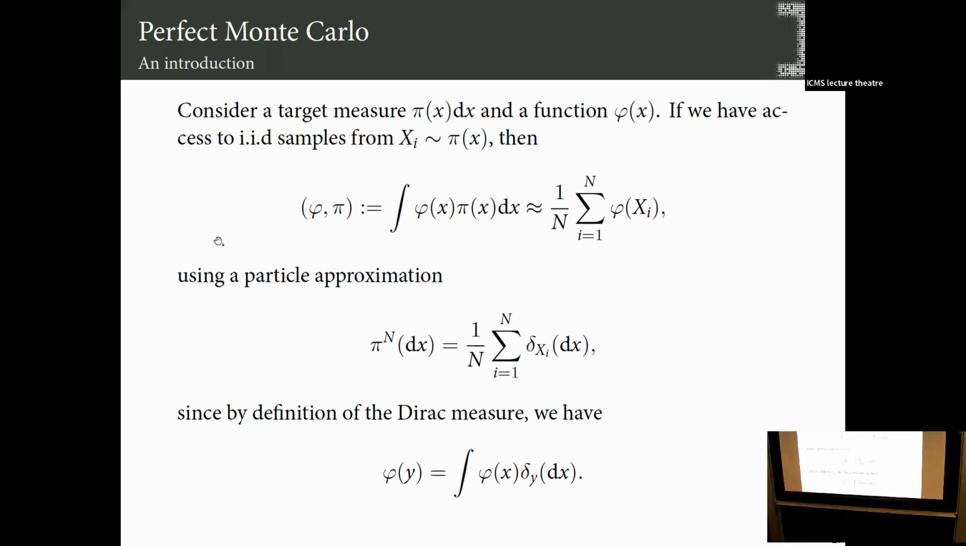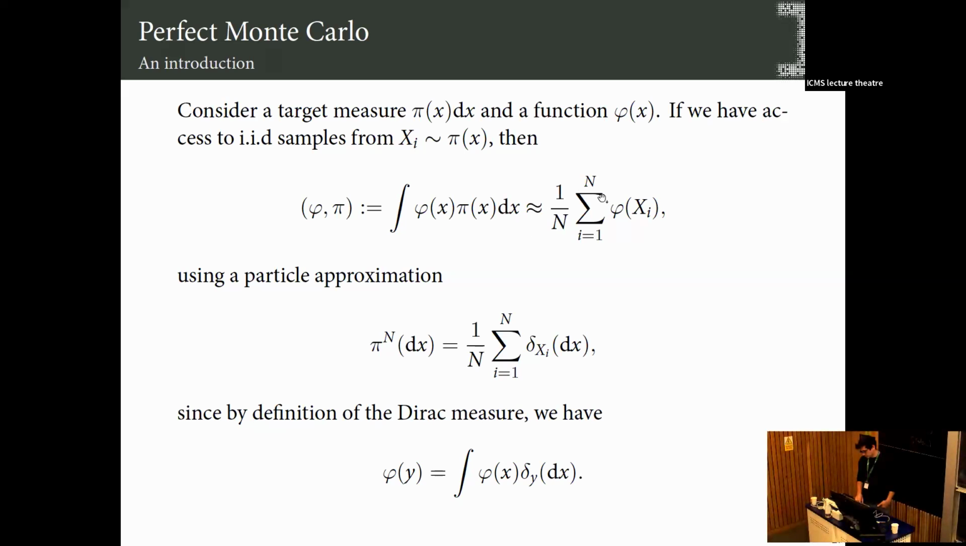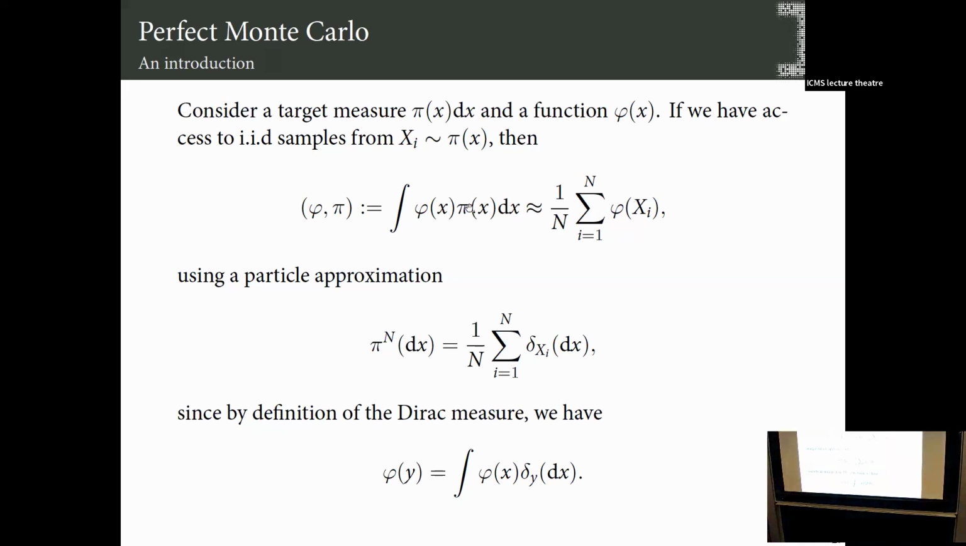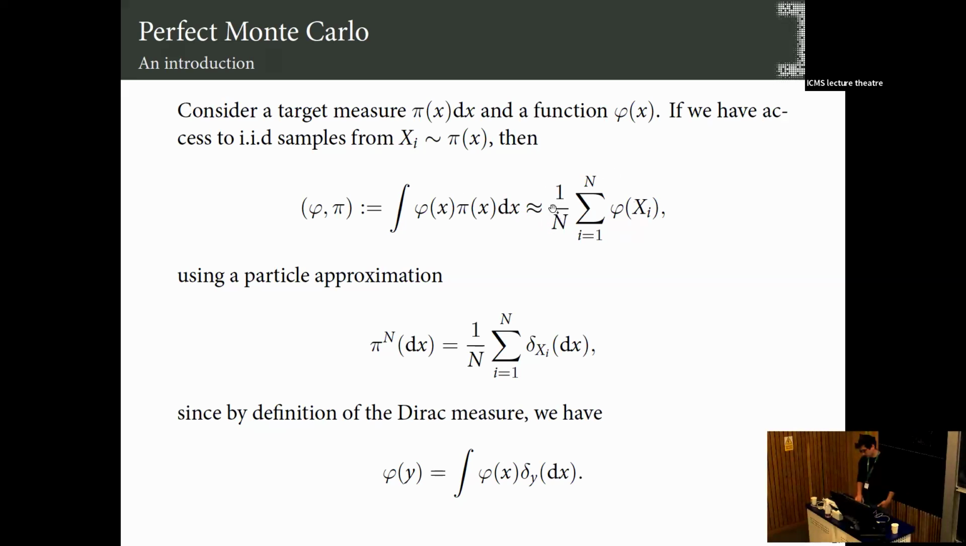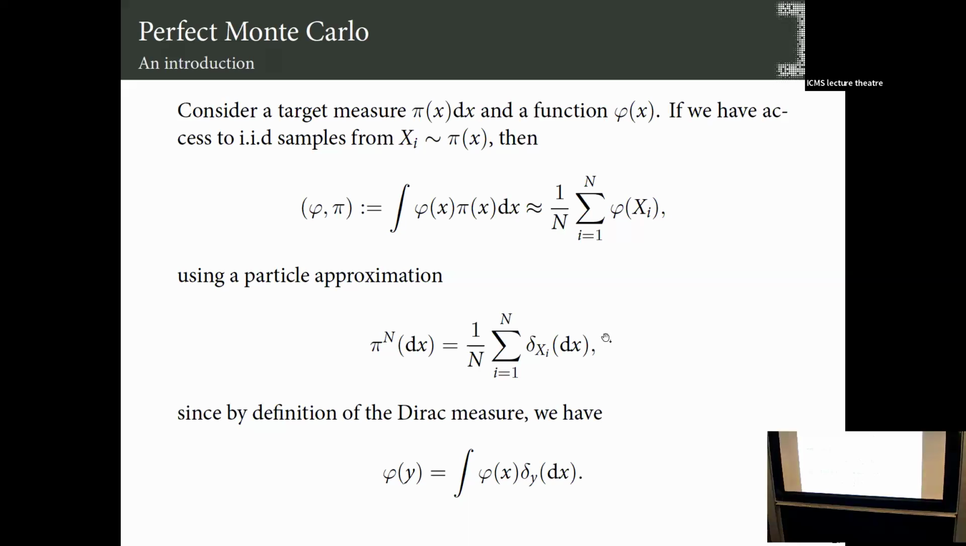And if you have IID samples from it, then the approximation is this way, right? So this is the Monte Carlo approximation on the right-hand side. This is the Monte Carlo estimator of this integral on the left. You get your samples, evaluate them at the test function, and average over them. Phi is typically called the test function, and I will probably call it that.